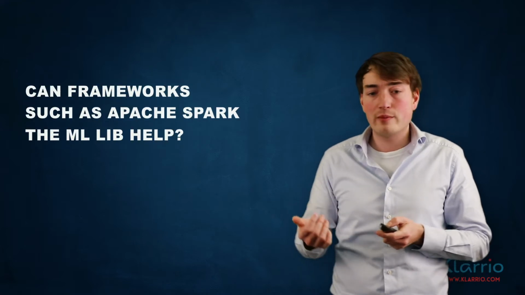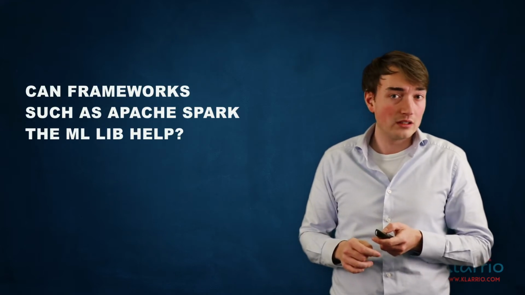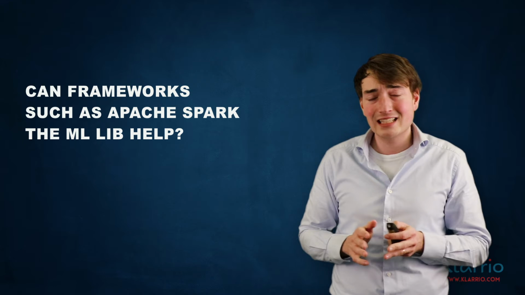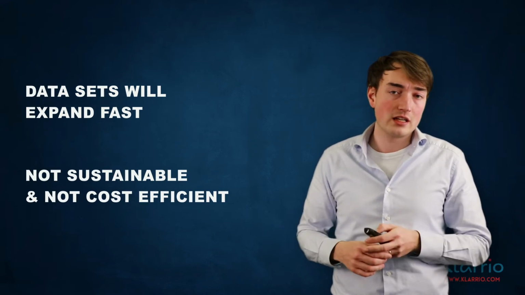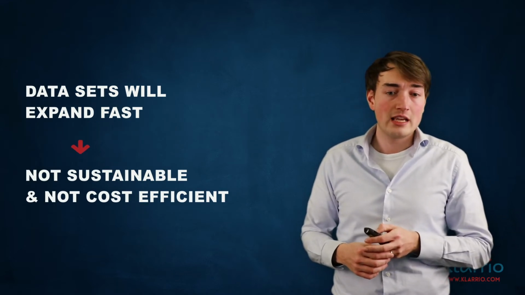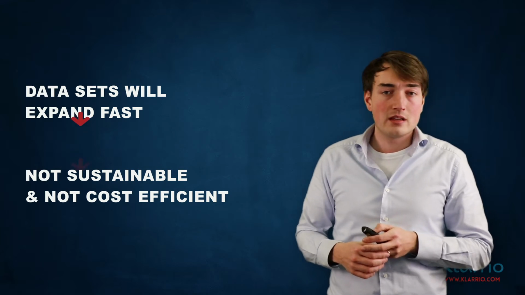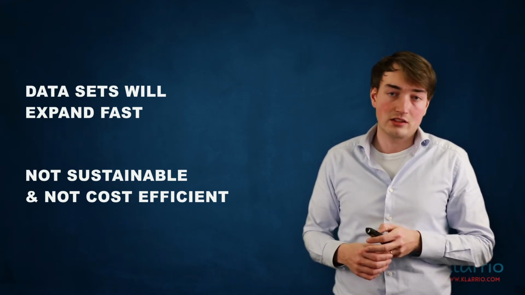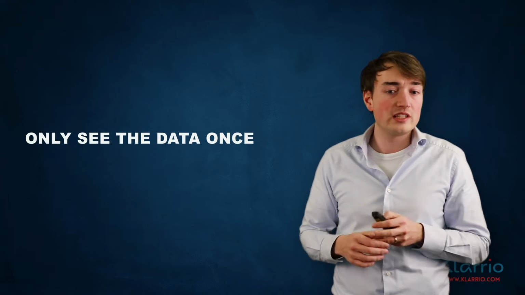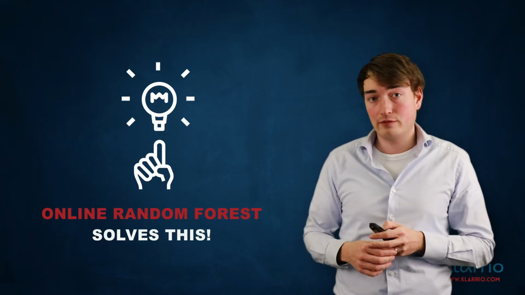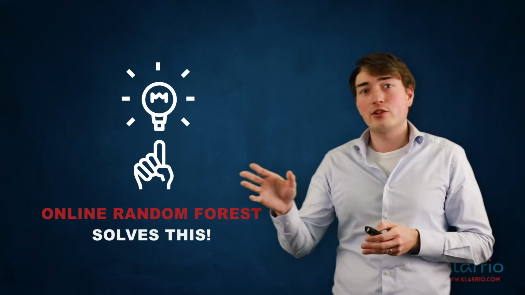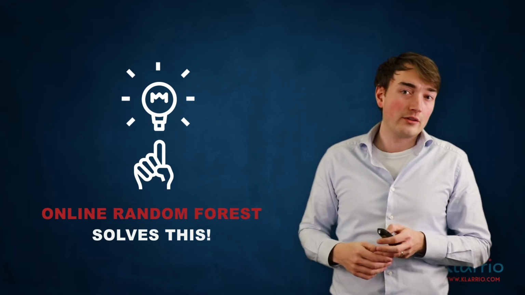Of course there are frameworks such as Apache Spark MLlib that can distribute this workload. But as those data sets expand fast, implementing this algorithm is not sustainable and not a cost-efficient solution. So preferably we only see the data once, and that should be enough to develop a random forest. And then we are more in the terrain of the online random forest.